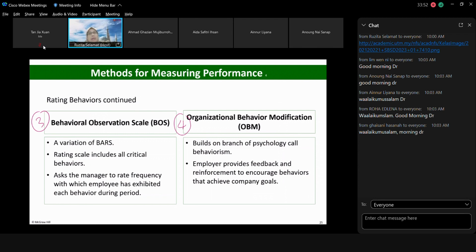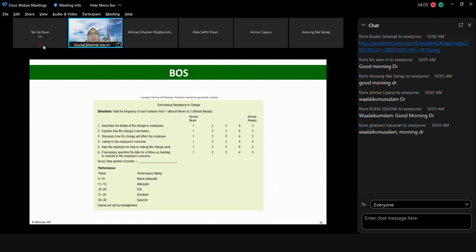Still a variety of BARS, but this time it is embedding the frequency. Itu yang membezakan dia dengan BARS tadi. Right? Let's look at the example to give you a better understanding. Okay, so this is the example of BOS, or behavioral observation scale. In this example, it could be evaluating a manager, one manager, on what he does when helping employees to overcome resistance to change.